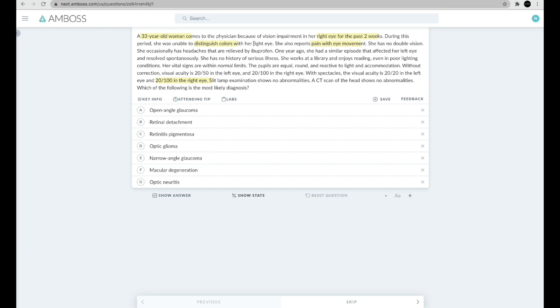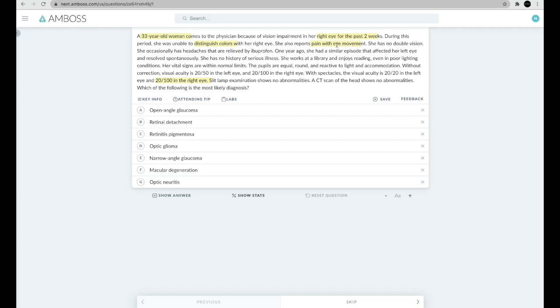Guys, you have to understand that distinguishing colors is a function of the optic nerve. And just from the get-go, off the top of my head, this is a middle-aged female, and she has something wrong with the optic nerve in one eye. Right away, something that just popped up in my head is multiple sclerosis. She might be having multiple sclerosis, which very likely presents with optic neuritis as a first presentation.